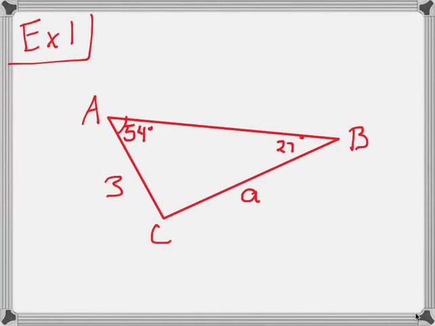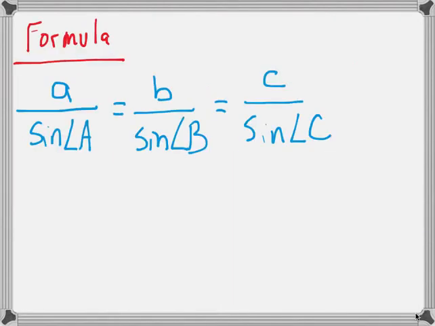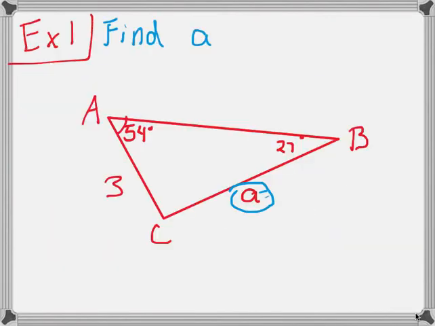So let's look at our first example. Right here we are missing A. We want to find that missing side, so we're going to find side A. Now, if you remember back to the formula, I'm going to have to use this part of the formula. I'm missing side A, so I need to use it.